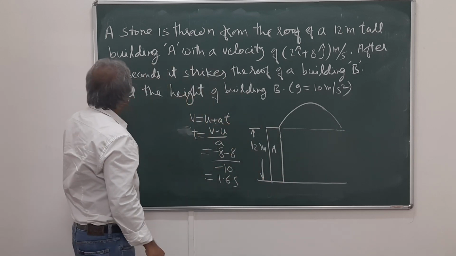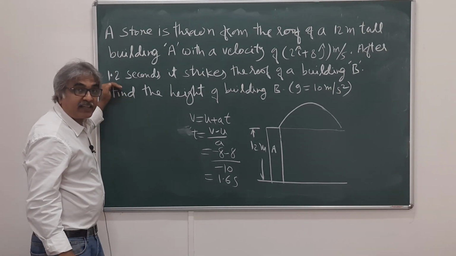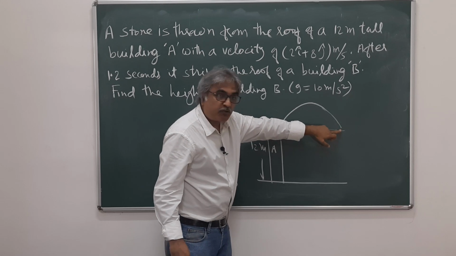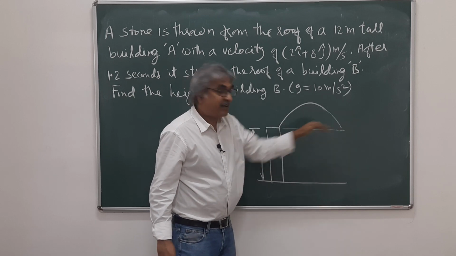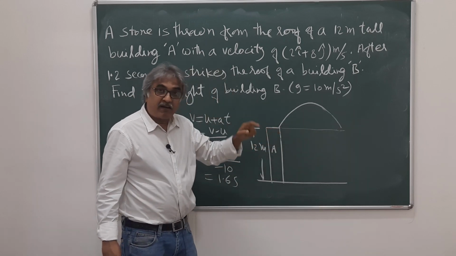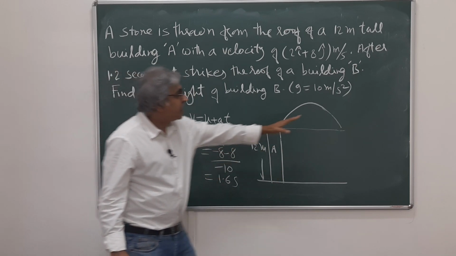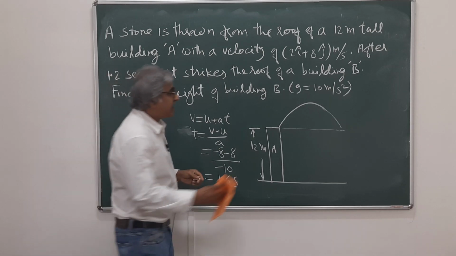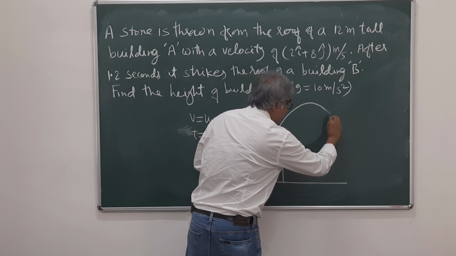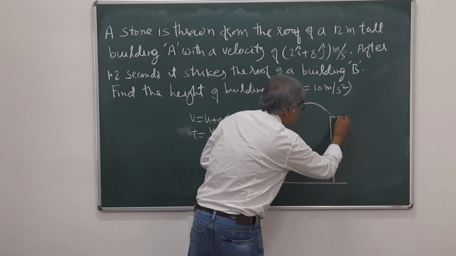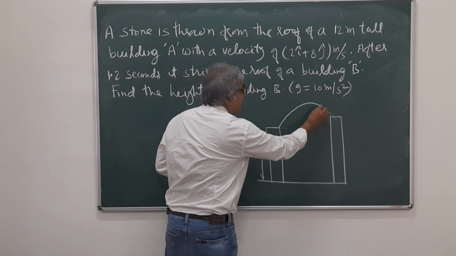But the time the stone has taken to reach the roof of the second building is 1.2 seconds. That means the stone has not come up to this point, it has been intercepted somewhere here. That means the second building must be taller than the first building, because the time required to land on the roof of the second building is less than 1.6. So we can draw the second building more correctly. Let's say this is the second building, and we want to find its height. The stone is landing here.